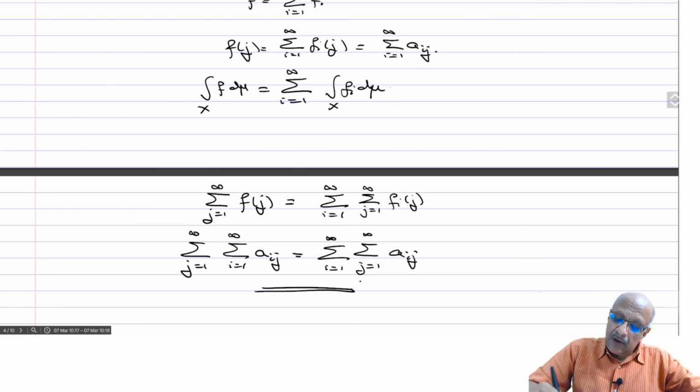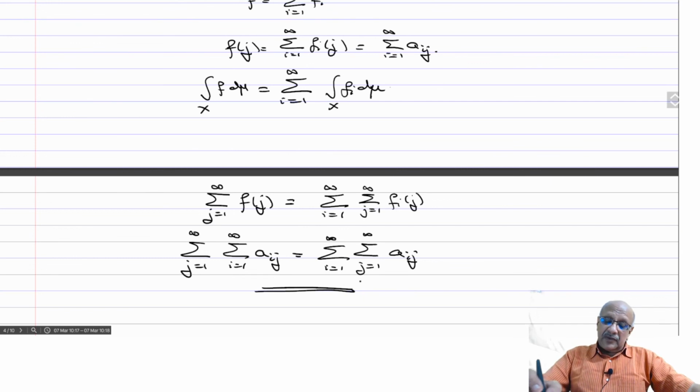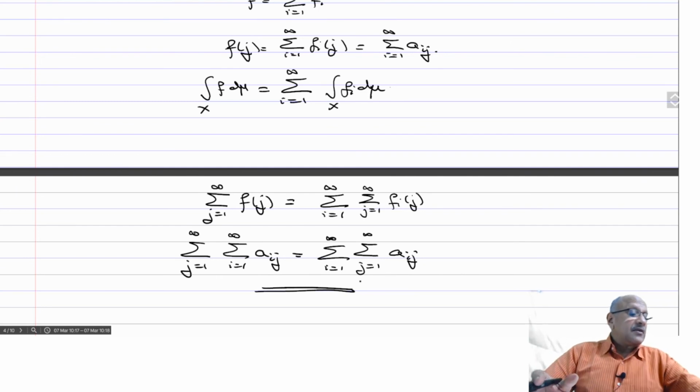Therefore, if you have a non-negative double sequence, we have proved, using the methods of measure theory, a well-known result in the theory of summation of series. Namely, if you have a non-negative double sequence, then you can interchange the order of summation without any problem. Either both sides will be finite and will be equal, or both sides will be infinity.